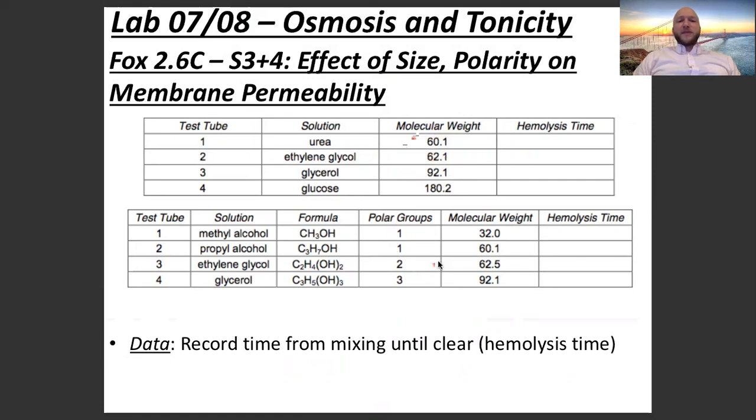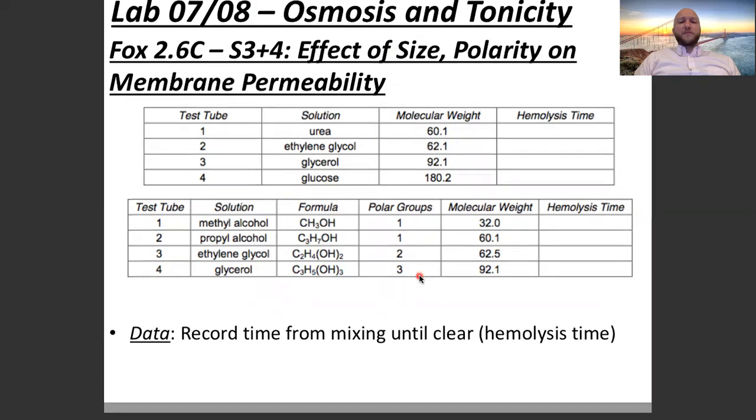With the second half of the test tubes, 5 through 8, we're going to be looking at the presence of polar groups. Now, there are size variations, but there's also significant polar group variations. Does the presence of a varying number of polar functional groups affect hemolysis time?